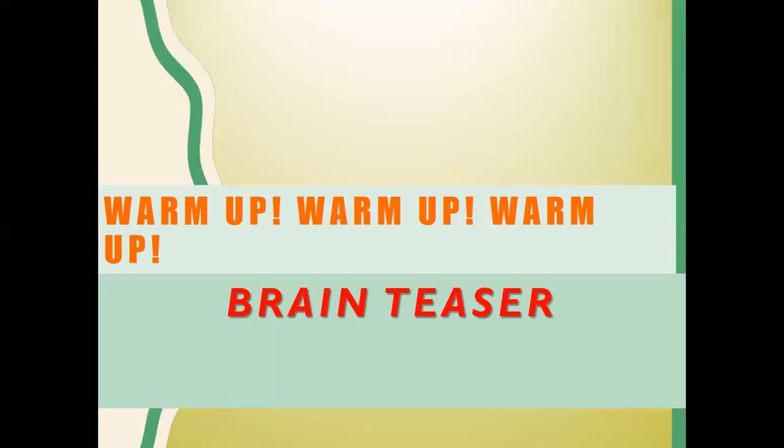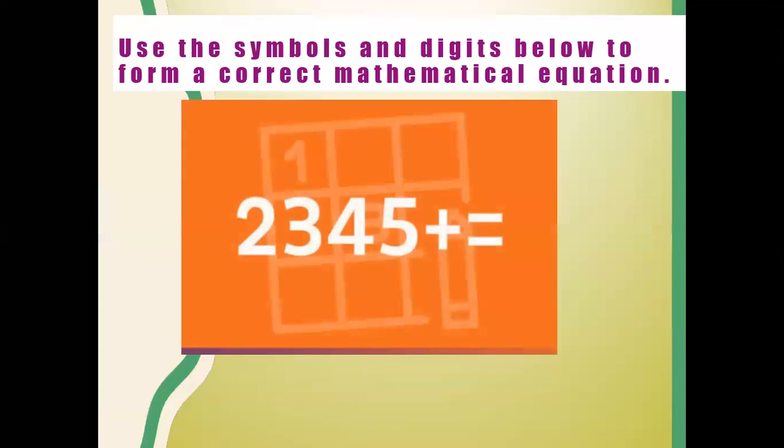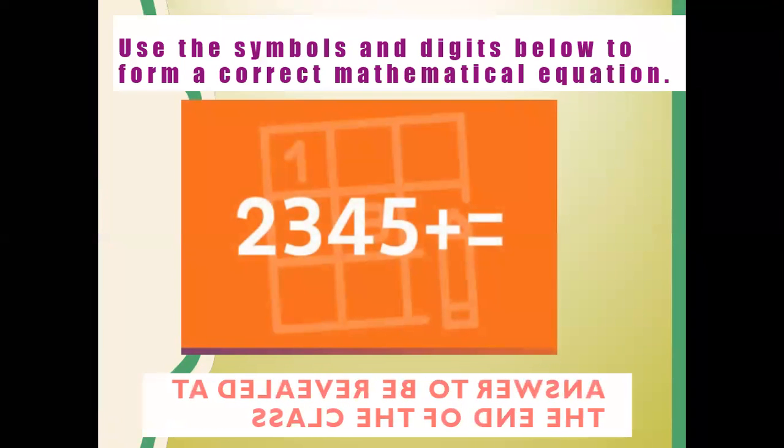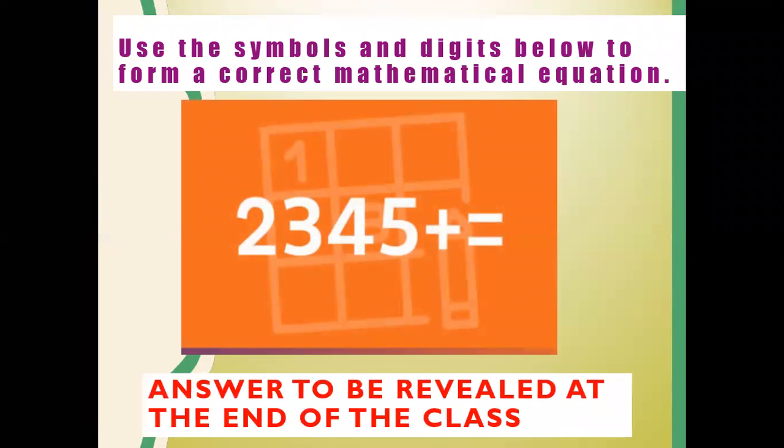Okay, so this is our question for today. Use the symbols and digits below to form a correct mathematical equation. So can you do that? Try to get a correct equation, and you can only use the digits and the symbols once. You can only use each of the things you can see on your screen. You can only use them once to form a mathematical equation. So like I said, we'll talk about the answer towards the end of the class.